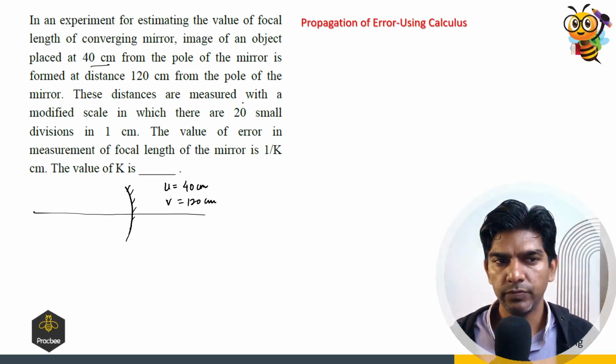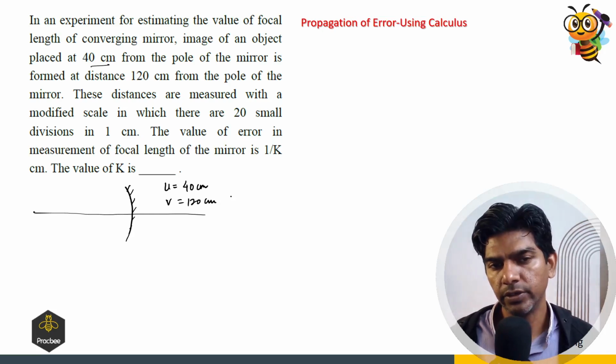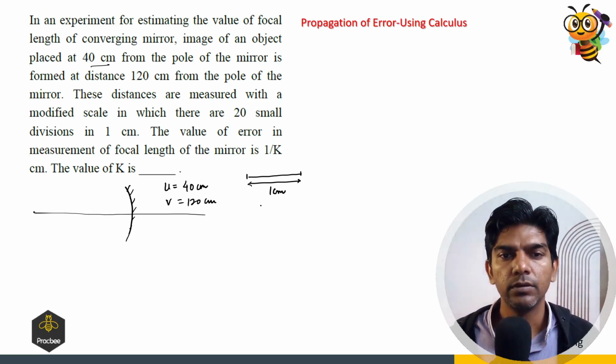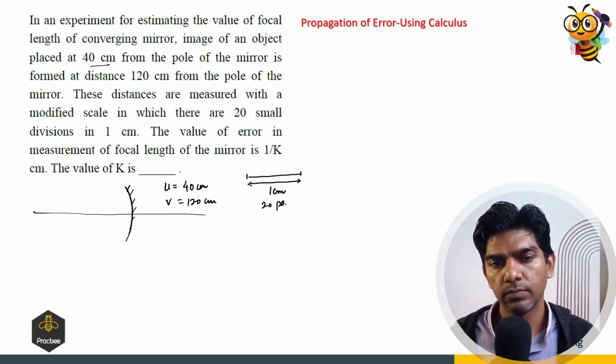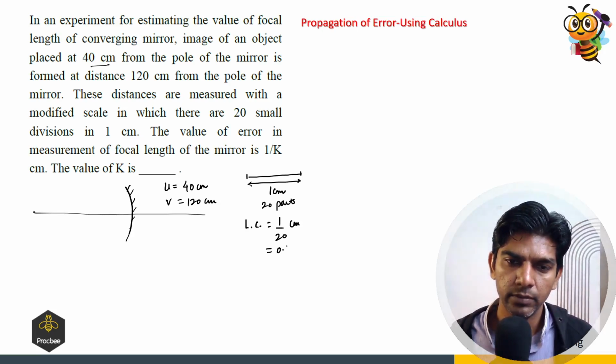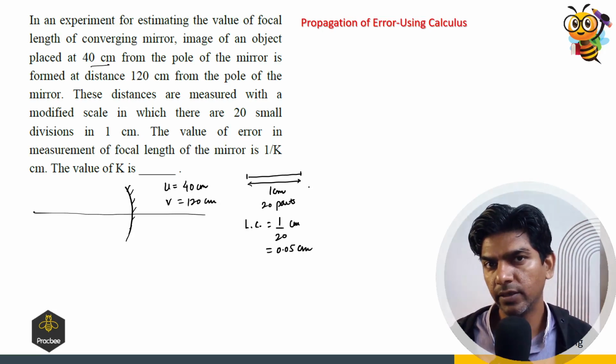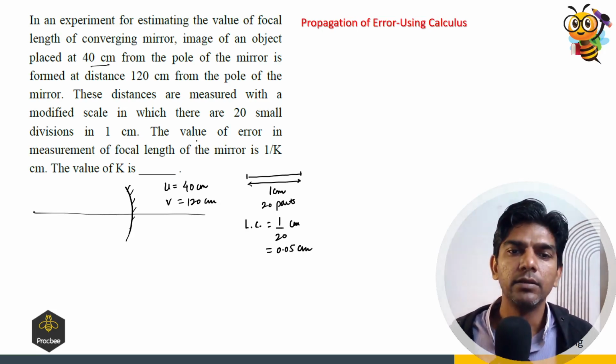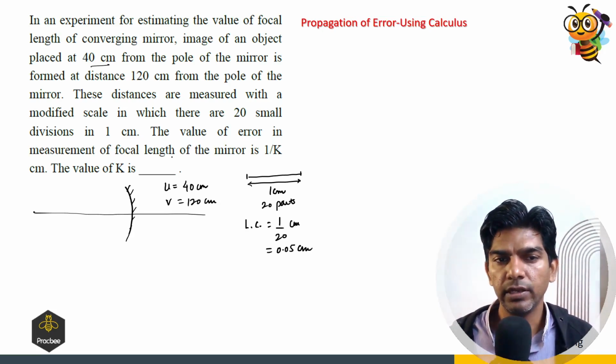These distances are measured with a modified scale in which there are 20 small divisions in 1 centimeter. So 1 centimeter is divided into 20 parts. So the least count of that scale will be 1 divided by 20 centimeter. So that will be 0.05 centimeter. So we got the least count, that is the error in the measurement of u and v, the value of error in the measurement of focal length of the mirror.